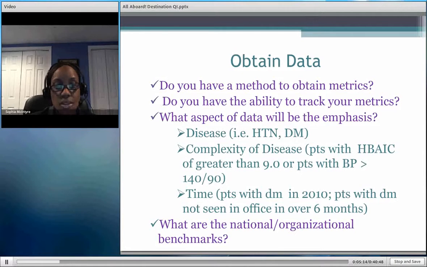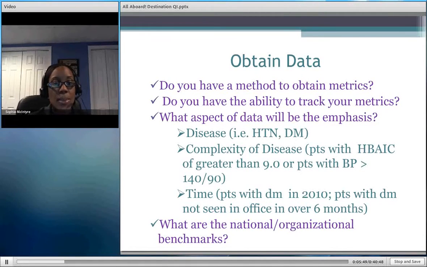And then what aspect of data will you like to focus on? What's going to be the emphasis? Is it on disease? Is it hypertension? Is it diabetes? COPD? Is it asthma? Is it childhood immunizations? And what aspect of the disease do you want to look at? Are you looking at the complexity of the diseases? So if we look at diabetes specifically, are you looking at all patients or patients with hemoglobin A1Cs greater than 9? Or if you're going to be looking at blood pressure, are you looking at patients that have blood pressures of 140/90 or greater?